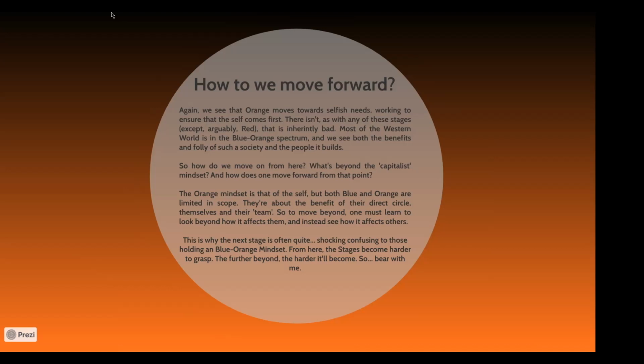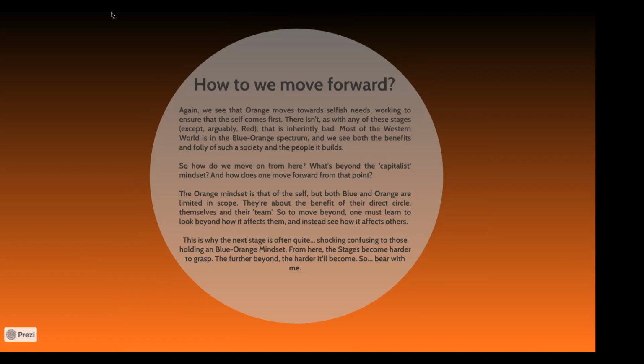So to move forward and beyond, one must learn to look beyond how it affects themselves and their direct team and see how it affects others, even beyond their circle. This is why the next stage is quite often shocking and confusing for those holding the blue-orange mindset. From here, the stages become harder and harder to grasp. To understand the next couple of stages, if you're not occupying one of them, it can become quite confusing because you'll be like, why would this be the next stage? It can be quite hard to describe from somebody behind it. Once you get to it, you're like, oh, now it makes sense.